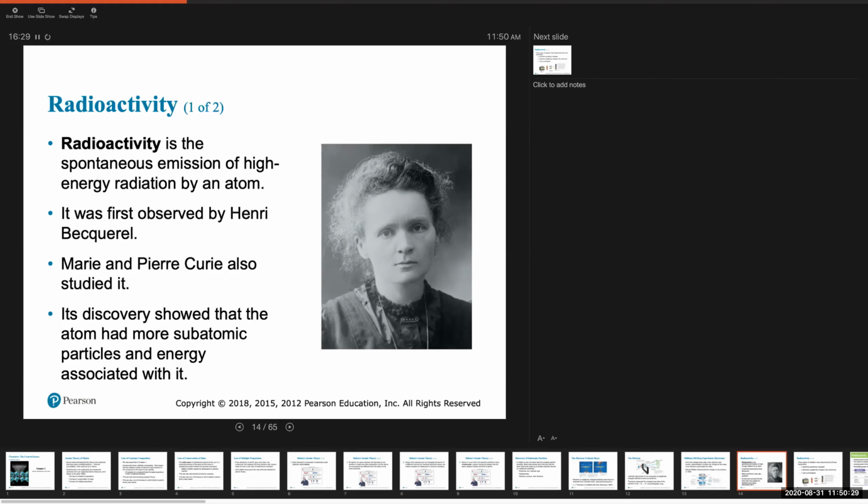What this did, the study of radioactivity showed that the atom had more subatomic particles and energy associated with it. So we went from Dalton saying nothing smaller than an atom to then finding out about electrons. And now the people who worked on radioactivity and discovered that found even more stuff that's subatomic.